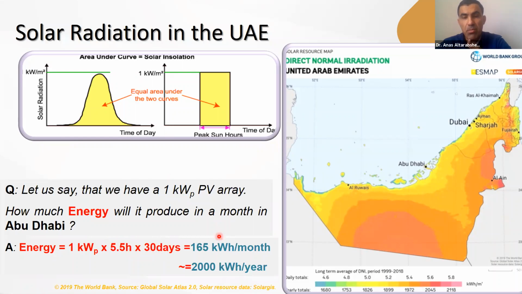Now, what about in 1 month? It will be 165 kilowatt hours per month. Or if you'd like to convert it to a year, it's going to be about 2,000 kilowatt hours per year. That means here, if we have 1 kilowatt peak of PV modules, this system will generate about 2,000 kilowatt hours in 1 year. Okay.